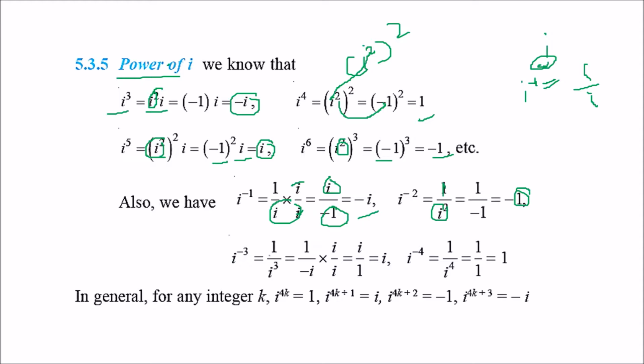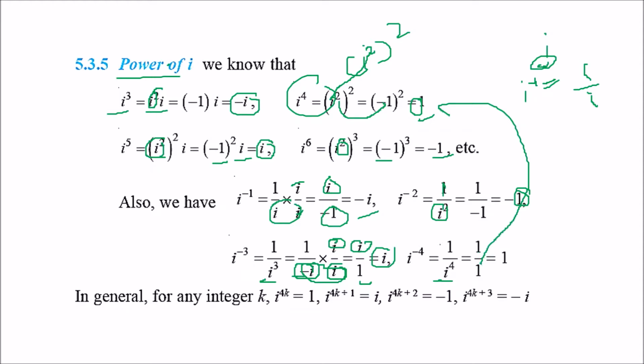Similarly, i to the power minus 3 is 1 by i cube. This can be written as i square into i, that is minus 1 into i, that is minus i. Multiply the numerator and denominator by i, you get i, and this is i square, which is minus 1. So minus 1 into minus 1 is what? 1. i. What about i to the power minus 4? It is 1 by i to the power 4. i to the power 4 we have just found out is equal to 1. So 1 by 1 is 1.